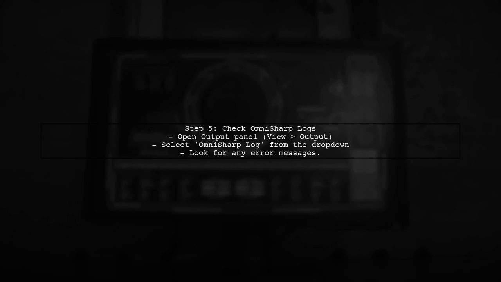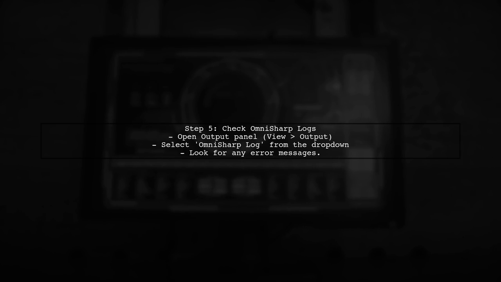Lastly, if you're still facing issues, consider checking your OmniSharp logs for errors. You can access the logs by going to the Output panel and selecting OmniSharp Log.